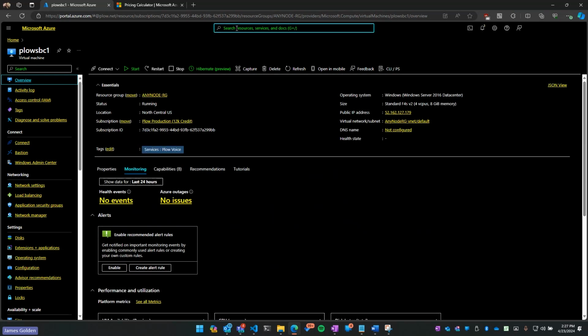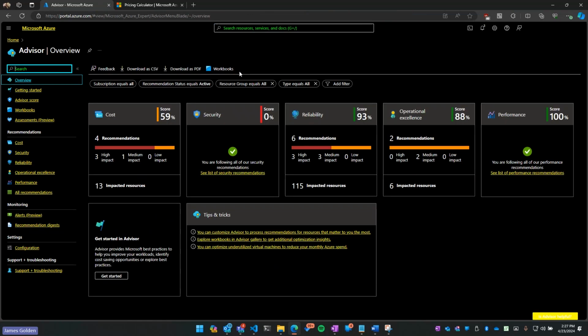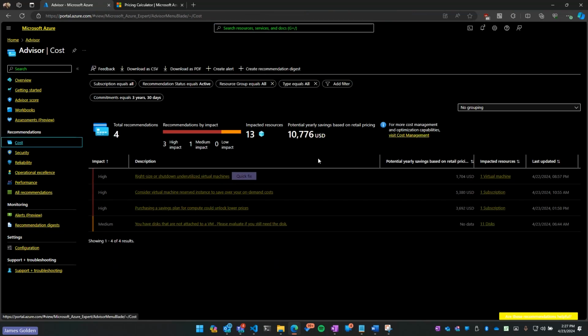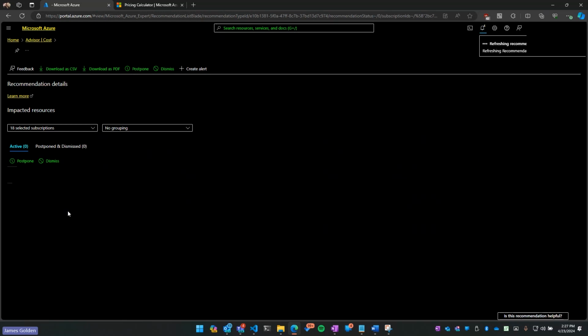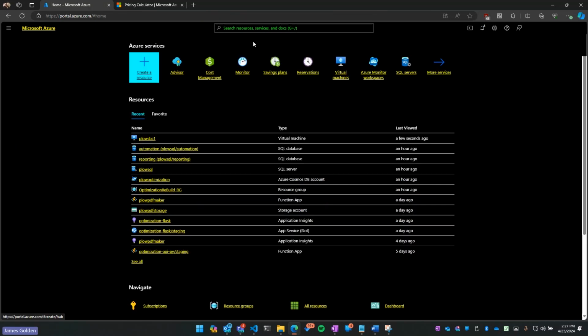We had mentioned Advisor is always a good place to start, because it's going to show you your high level items before you even have to dive into the individual ones, such as right size virtual machines. For a manager needs to be right sized. Now, granted, this is a huge jump, but you can go further than this.